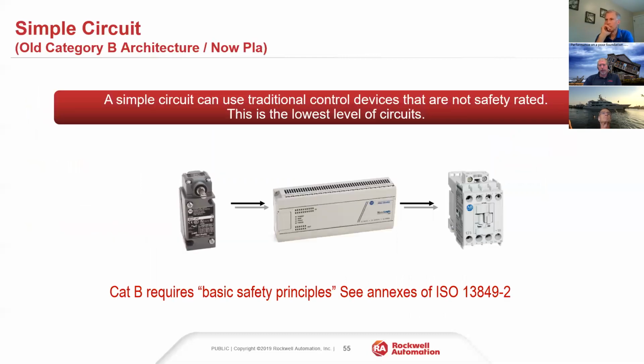What we do here is we basically take standard devices and well-tried principles over time. As an example, maybe a standard limit switch, going through a standard PLC, driving a standard contactor. Now, are those basic safety principles? They could be defined to be. If you dig deep enough and hard enough in the standards, you can create yourself a Category B circuit like this. But I think everybody on the phone would probably agree that this is not a safety circuit that you would want implemented in a situation where there was a hazard of significance, right? So this is the lowest level of circuits, generally not considered safety.